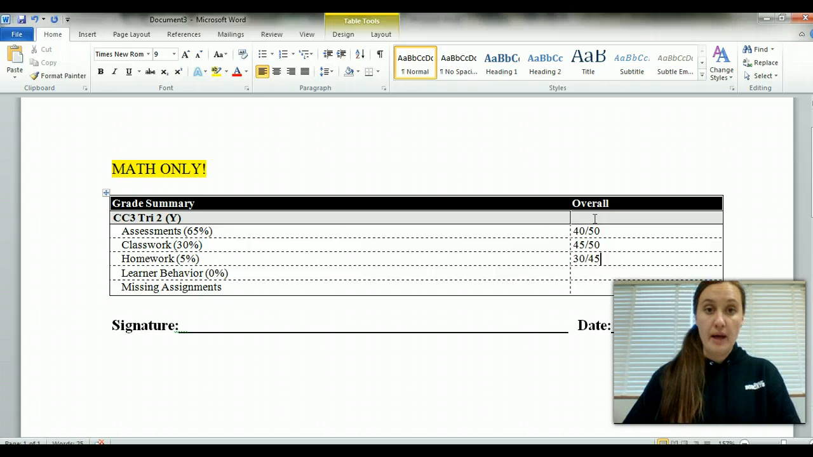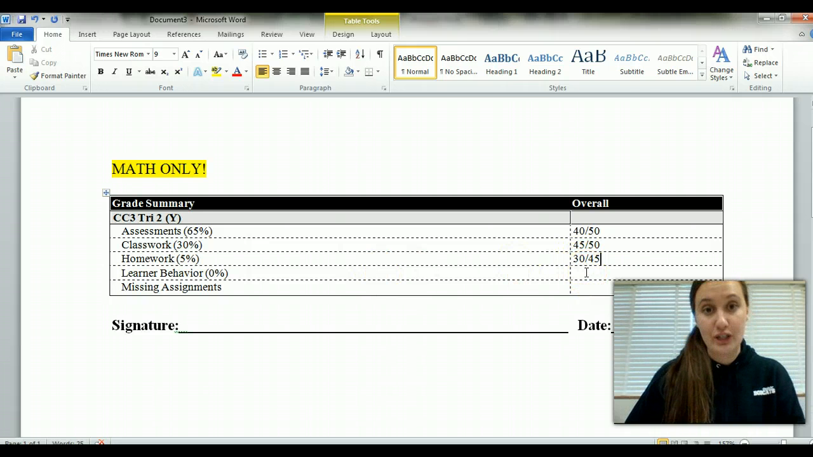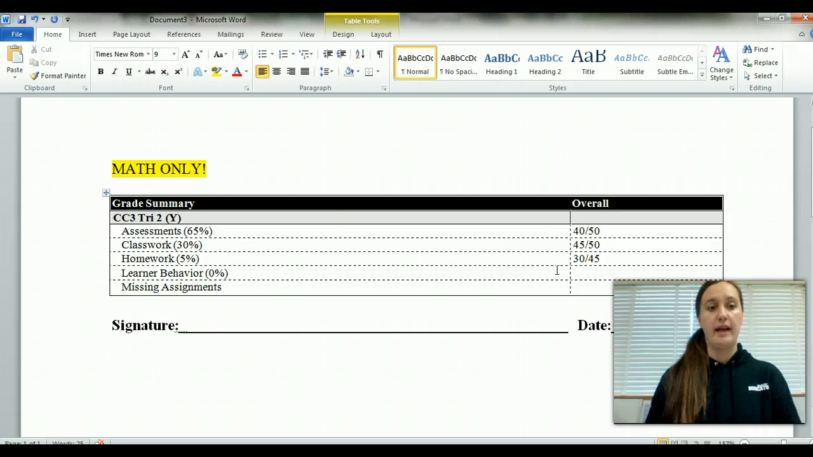One thing that a lot of people have questions about is this learner behavior grade. And I want to point out something: learner behavior is worth 0% in my gradebook. That means this grade that you're going to see right in here does not affect the overall grade. It's simply a piece of data that I can look at, that you as a parent could look at.